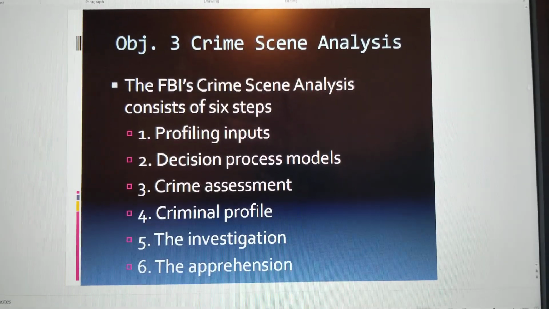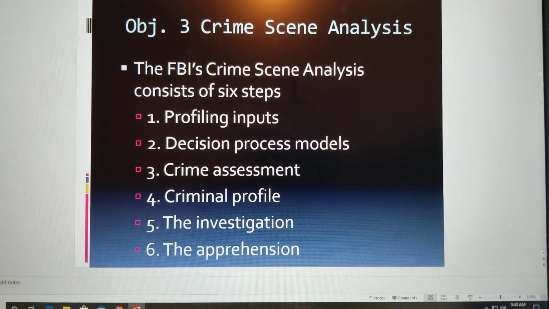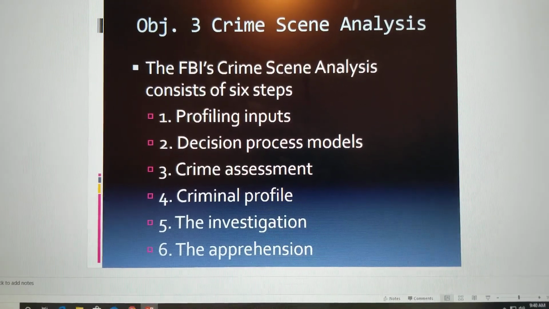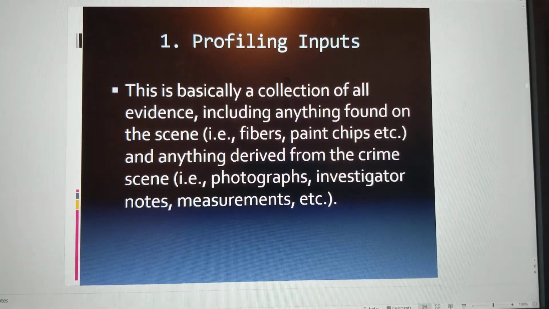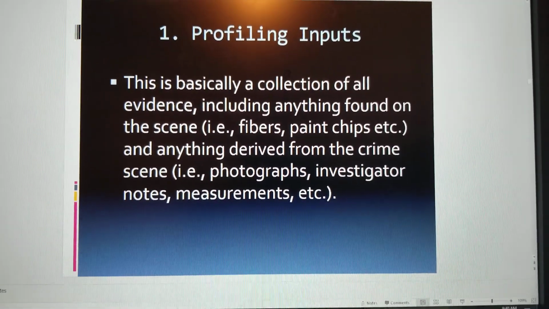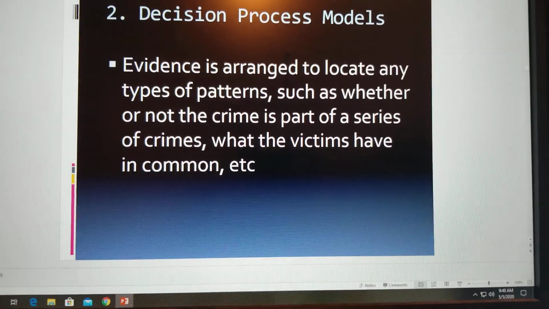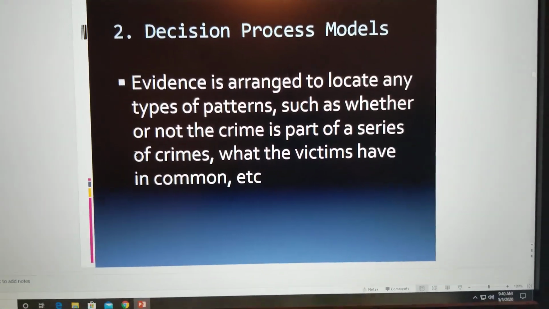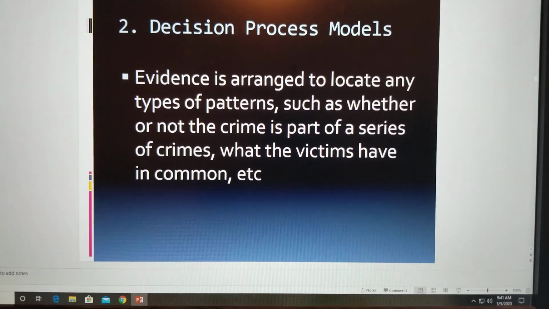All right, so I want to talk about the FBI's crime scene analysis. This is the 6 steps they use to analyze a crime scene, and then use that to apprehend an individual. So first, profiling input is all about collecting the evidence, everything you possibly could imagine at the crime scene. And then decision process models is making connections, arranging it to where you see patterns.